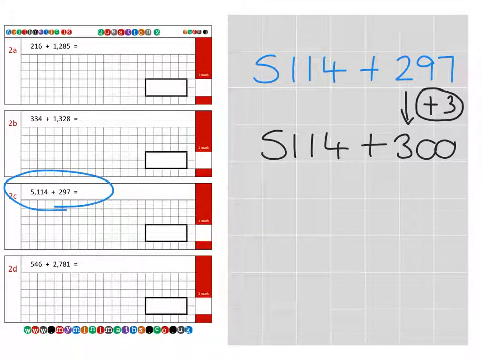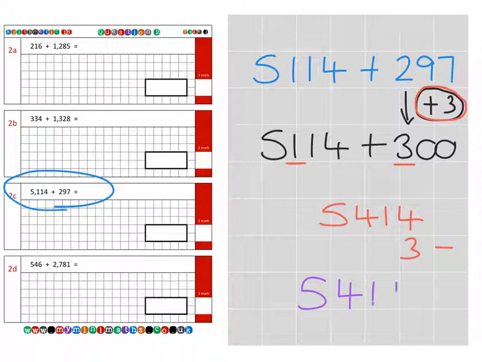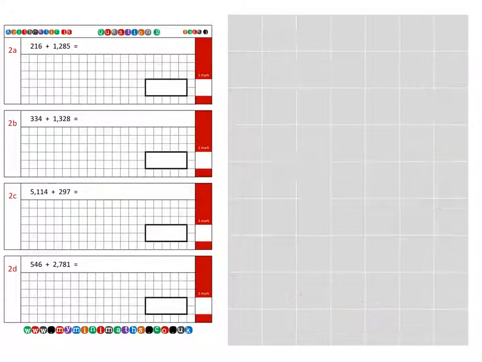So if we look at this calculation, we've got 5114, add the 300, so we end up with 5414. And because we added an extra 3 here, we now need to take that 3 away, and it gives us a final answer of 5411.